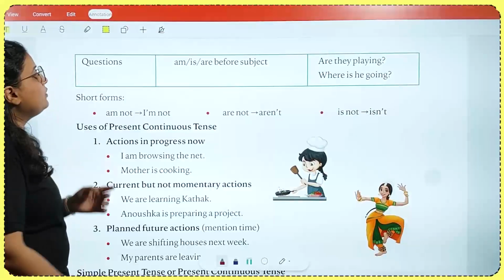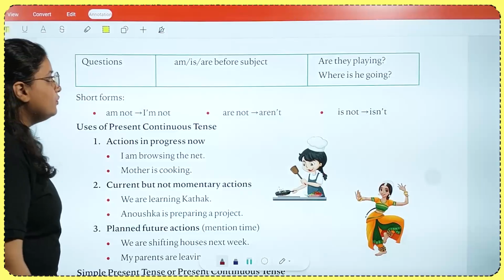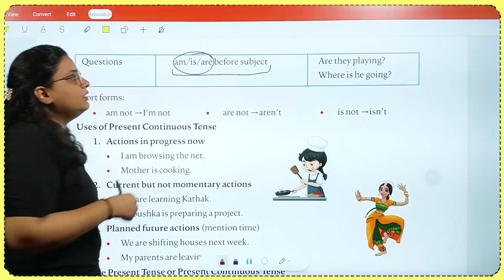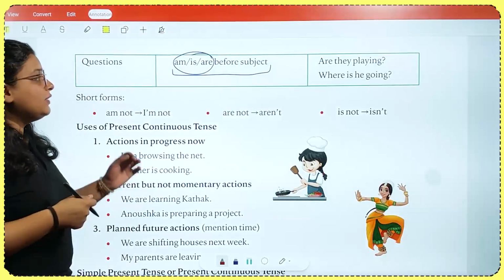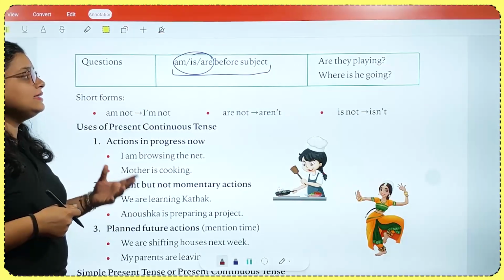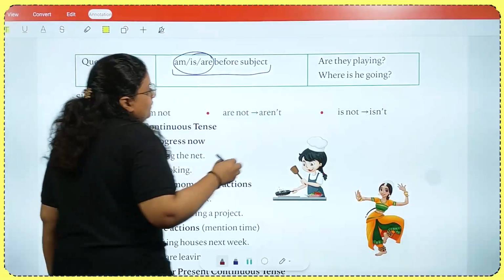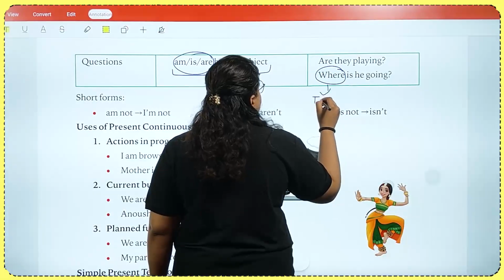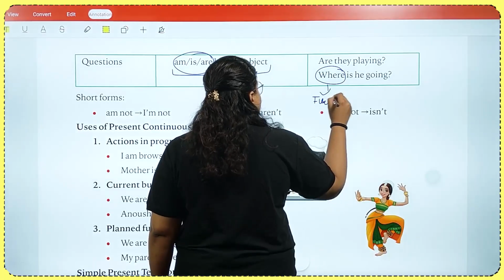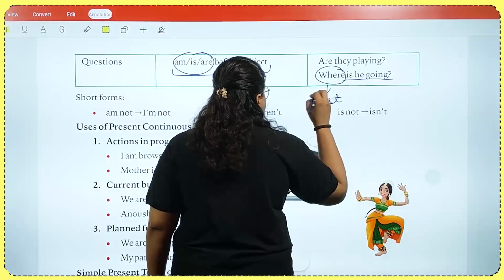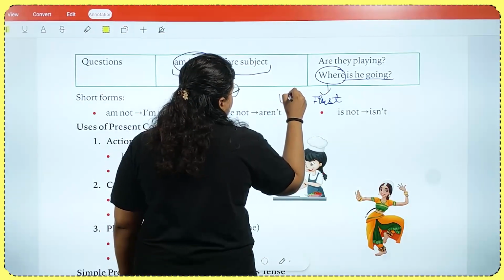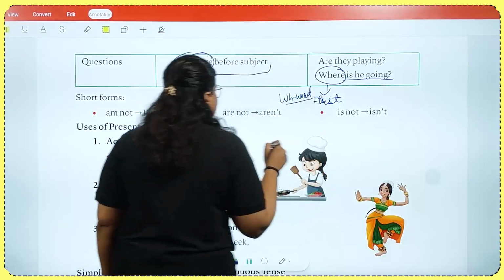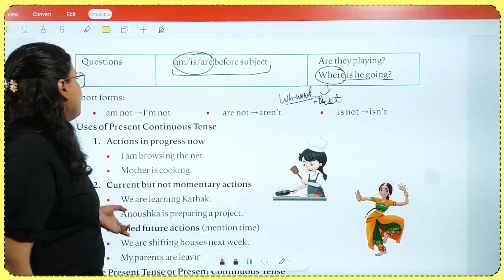Question. How can you make a question? Am, is, are before the subject. You will use one of these three words before the subject. Are they playing? Where is he going? So if there is a WH question word, you will write that first, and then you will continue with the question, like is he.